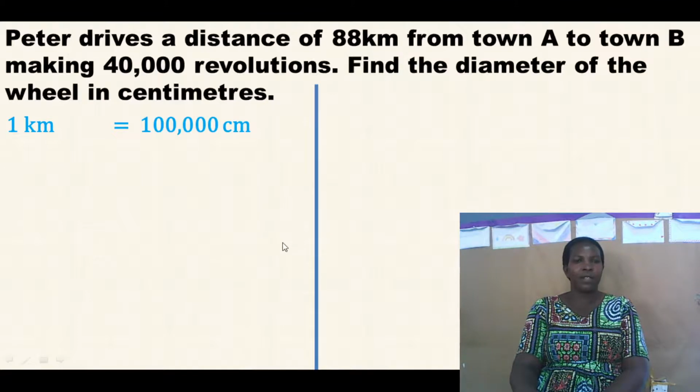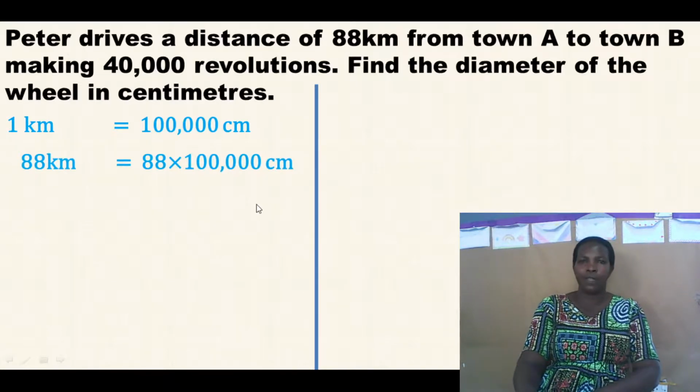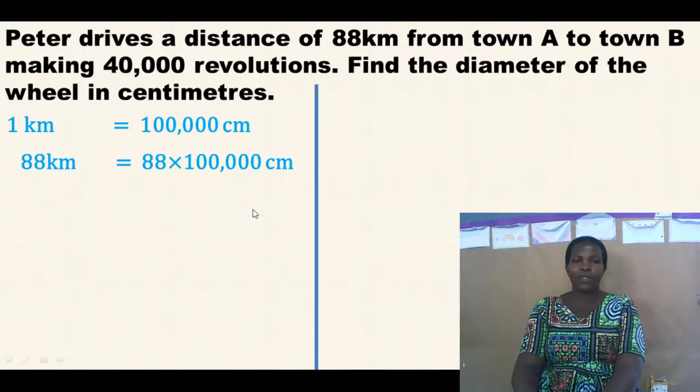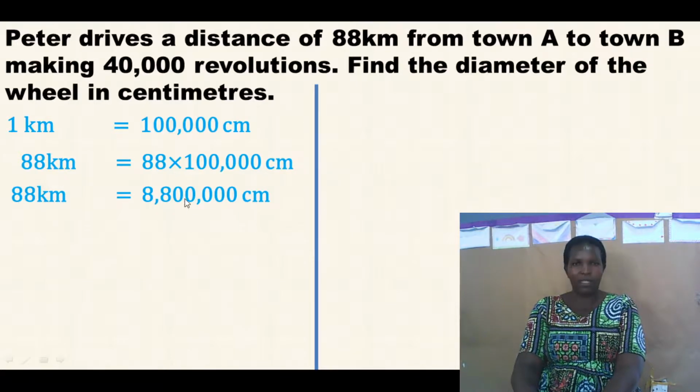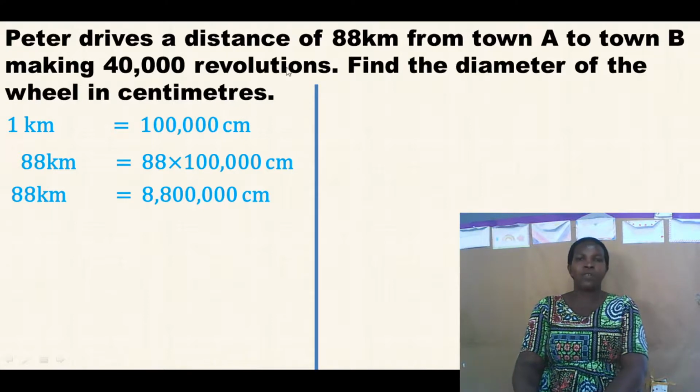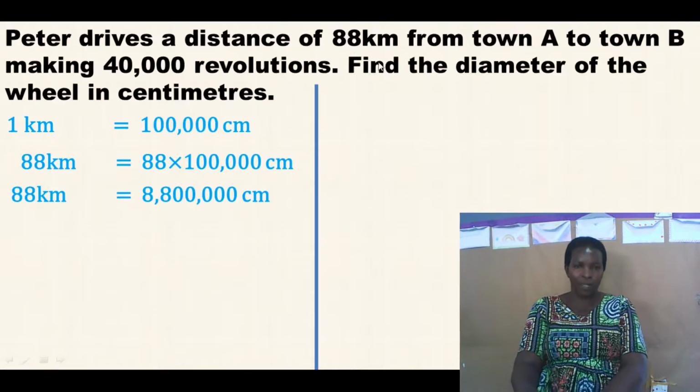So now, my dear boys and girls, we shall have 88 kilometers being equal to 88 times 100,000 centimeters. Finally, our 88 kilometers in terms of centimeters will equal 8,800,000 centimeters. This is the distance between town A and town B, but in centimeters. We've converted this distance into centimeters because the diameter is required to be calculated in centimeters. That is the reason we are converting the 88 kilometers into centimeters.